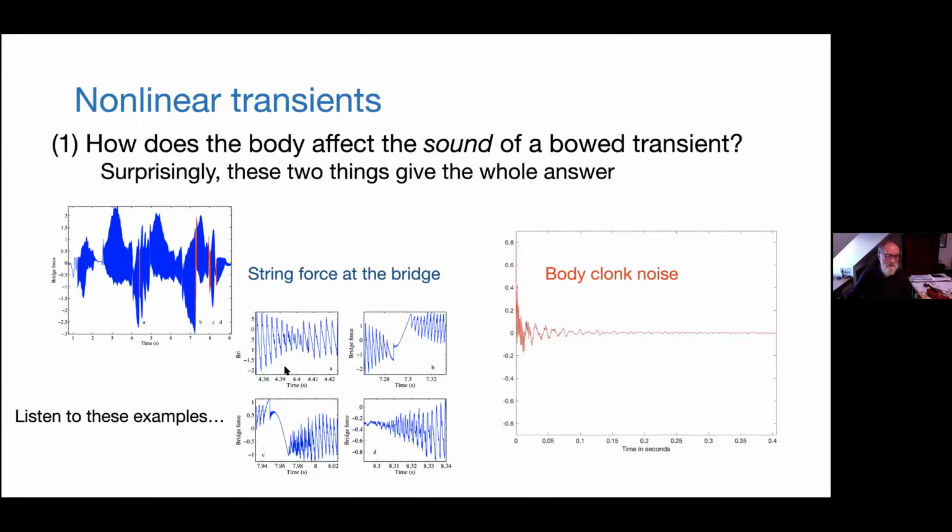One is the sound, it's not the same little violin passage, but again, it's something recorded on one of these force sensors on the bridge. And then after that, you'll hear the effect of mixing it in with this body clonk noise.